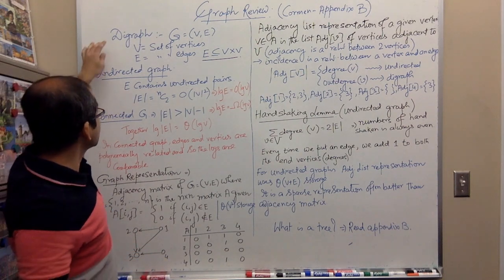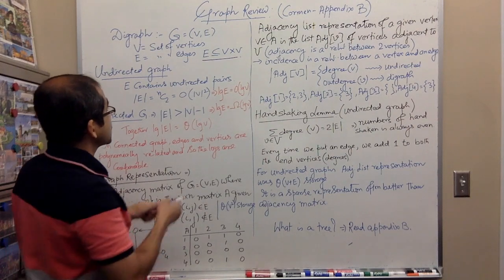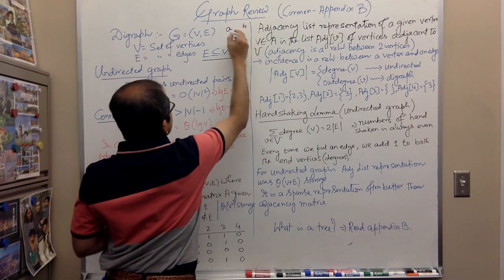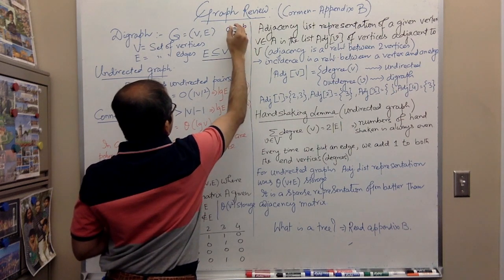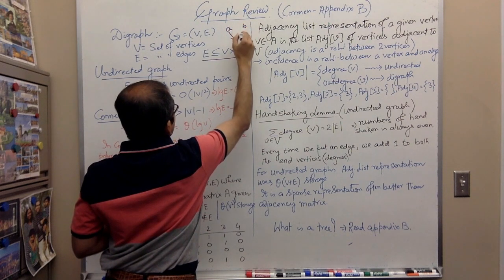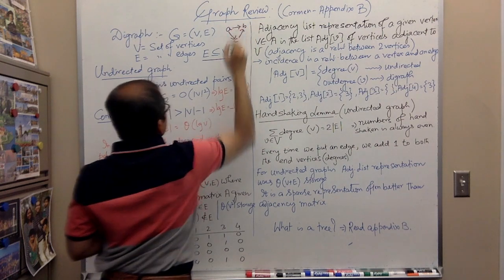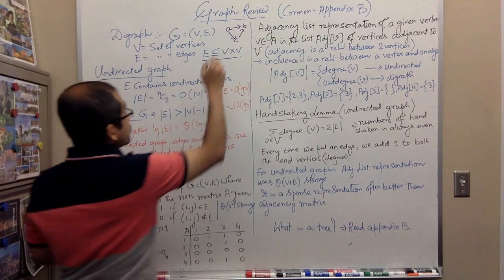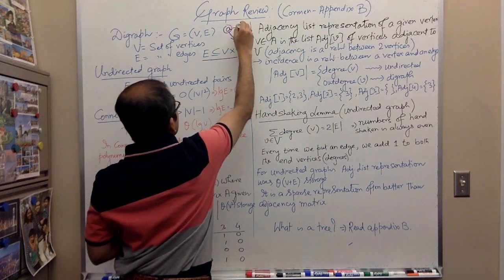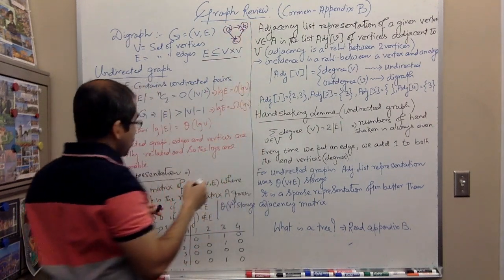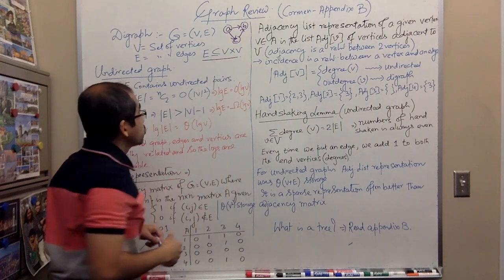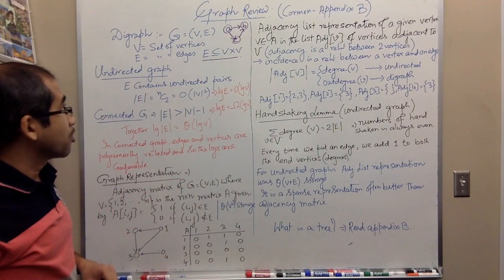Okay, so the directed graph is like this. This is A, B, and C. So A to B, C to B, and A to C. This is a directed graph. If we represent them as nodes, there will be a direction on the edges. So you can see that A to C is not the same as C to A, because the direction is important.